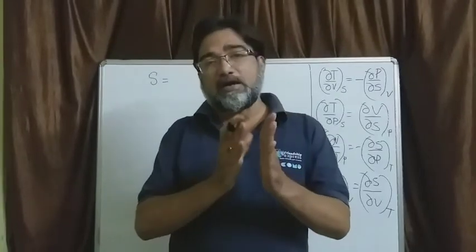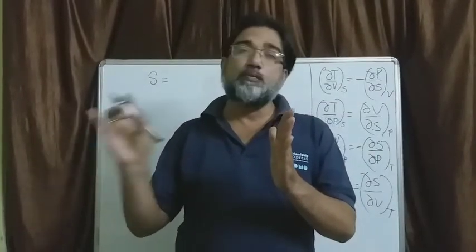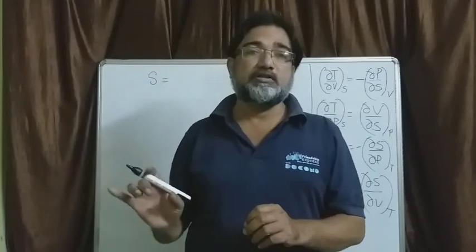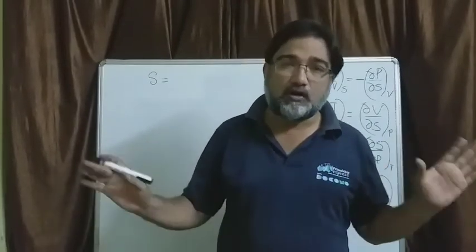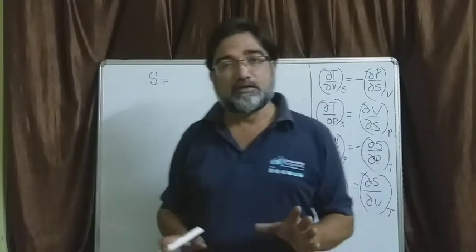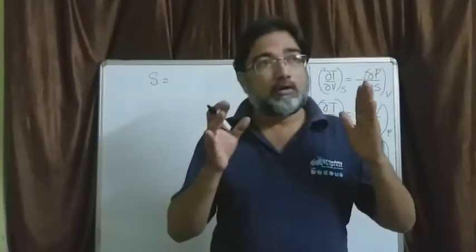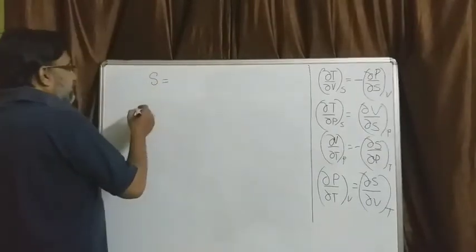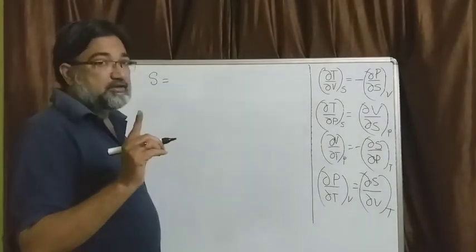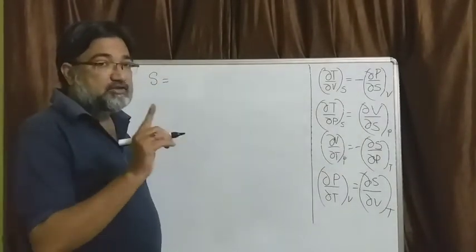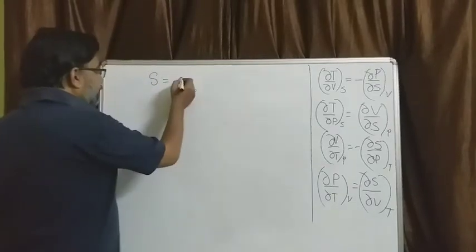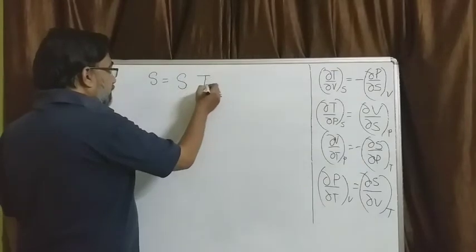Leaving S aside, out of the remaining 7 properties you pick any 2, and S can be a function of those 2 properties. They are all interrelated to one another. That is what I am trying to impress upon you. Now remember where I am starting from: the next derivation starts from entropy as a function of temperature and volume.